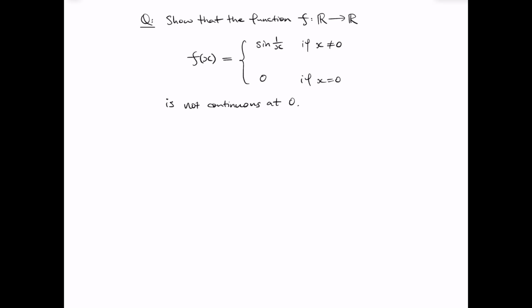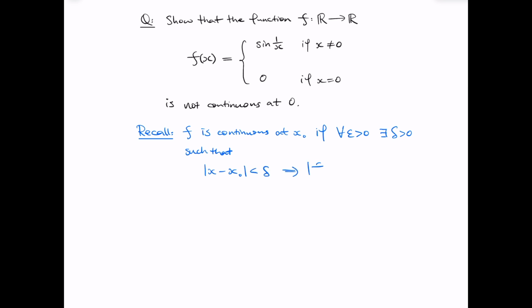So to do this, let's first recall what it means for a function to be continuous at a point. We say that a function f is continuous at a point x0 if, for every epsilon bigger than 0, there exists some delta bigger than 0, such that if the distance between x and x0 is less than delta, that means the distance between f(x) and f(x0) is less than epsilon.